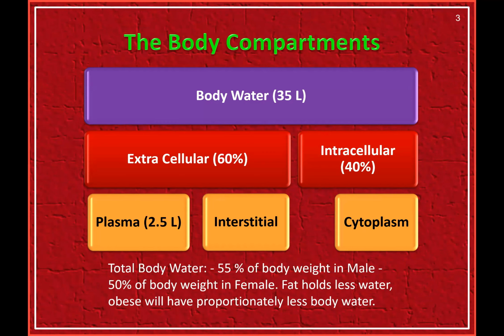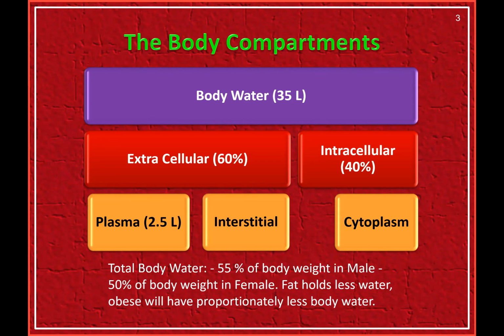So there are 35 liters of total body water for around 60-65 kilogram body weight. It is 55% of the body weight in the male and 50% in the female, slightly less because of the adipose tissue in the females. So if you are weighing 70 kilos, 55% of the weight is body water, and that is distributed into extracellular and intracellular, that is within the cells 40%, the intracellular cytosolic water, and then the extracellular water, which is just outside the cells, meaning it can be either in the interstitium or in the plasma. It can be in the intravascular.